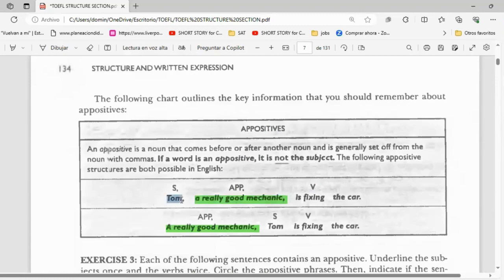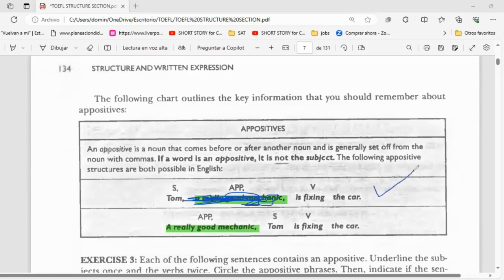This is the subject. The subject is Tom, not a really good mechanic. A really good mechanic is that extra information functioning as an appositive. Tom, a really good mechanic, is fixing the car. Remember what I told you. If you delete this information, really good mechanic, the sentence still makes sense. Tom is fixing the car.